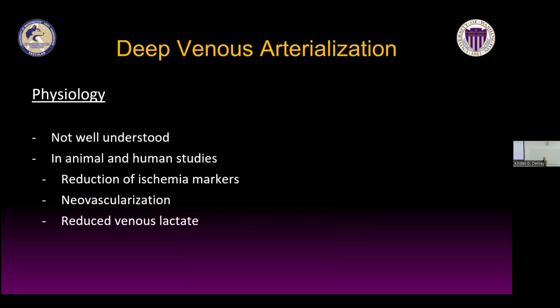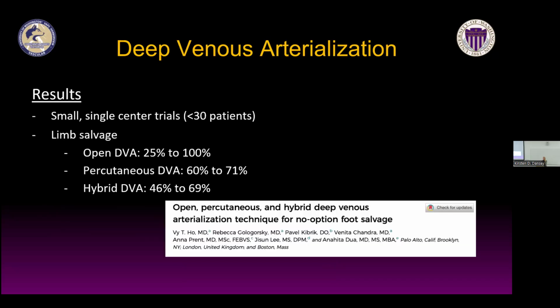It's not really well understood in animal and human models. You see reduction of ischemic markers, you see neovascularization and a reduced venous lactate. So we don't quite understand how this actually works. There have been a couple of studies. One meta-analysis looked at small single center trials in the literature. And for the percutaneous DVA, they found that depending on the trial, there were wound healing rates of 60 to 71%.